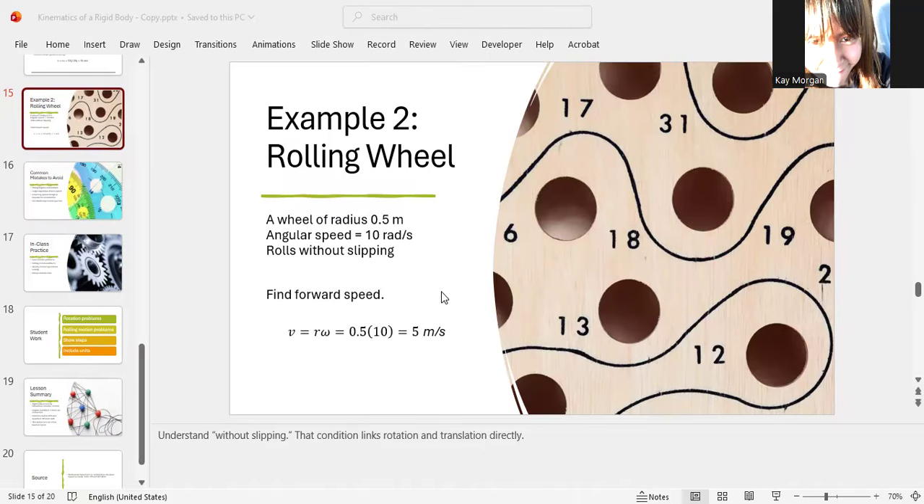Rolling motion means a rigid body is rolling. The motion type is rolling. When you think about rolling, it is going forward and also rotating. So you have translation and rotation at the same time. That's your general plane motion. The no slipping condition directly links rotation and translation. If rotation and translation are happening together, you won't get slipping at all.